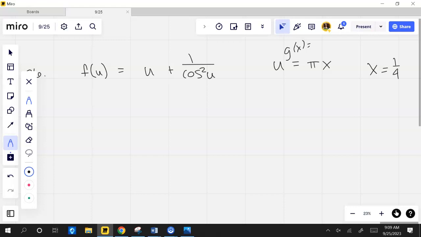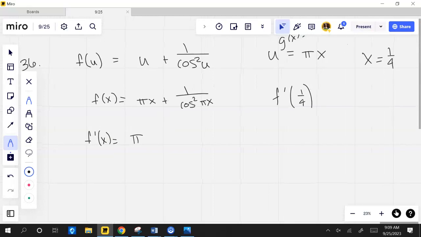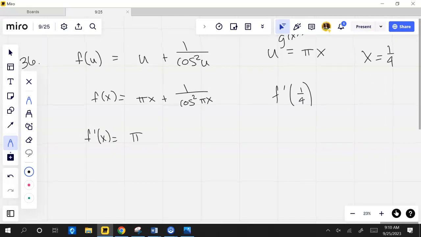So what they really want you to do is f of x is pi x plus 1 over cosine squared. Dang it, this is another double chain. What they want you to do is find the derivative at 1/4. In other words, find the derivative and then plug in 1/4 to evaluate. Okay, let's do that. Well, the first one's easy, right? It's just pi. So we're just taking the derivative.